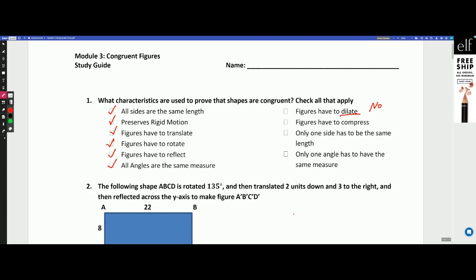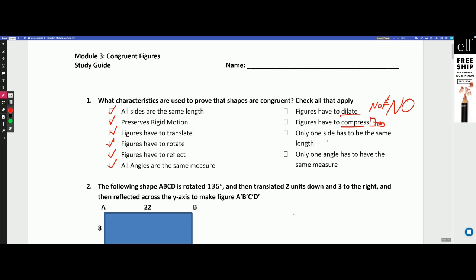Dilations, no. See how I wrote no? I'm going to dilate it. No. All right, they do not preserve distance, so they would not be congruent. Figures have to compress. Let's say you had your soda can, and then somebody stepped on your soda can. That's not congruent no more. That guy crushed your can.